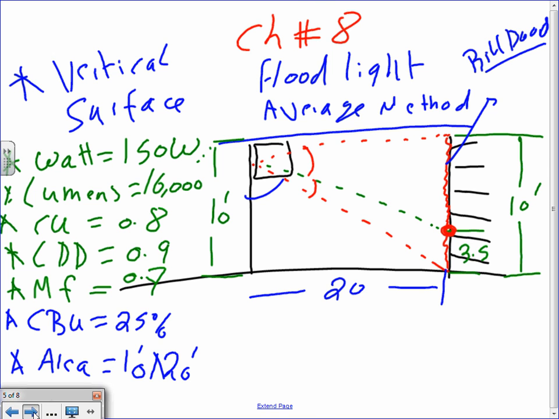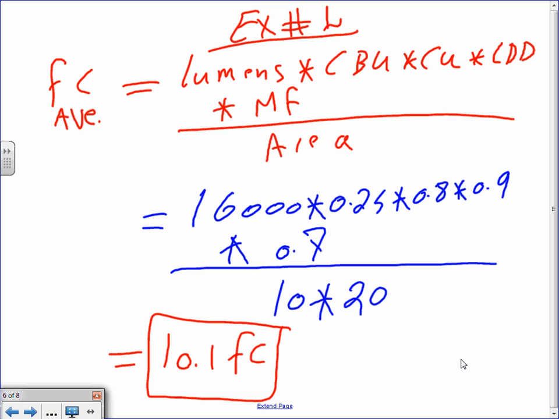Okay, here's the method. This is again the average method: lumens multiplied by coefficient of utilization, CU, LLF, MF, all these factors plugged in, divided by the area, very similar to the one that we did in chapter 6. 16,000 lumens coming out of a floodlight, multiplied by beam utilization factor of 0.25, multiplied by the other two factors, the coefficient of utilization and LDD, as well as the guard factor or maintenance factor 0.7, divide everything by 10 by 20. Where does the 10 by 20 come from?